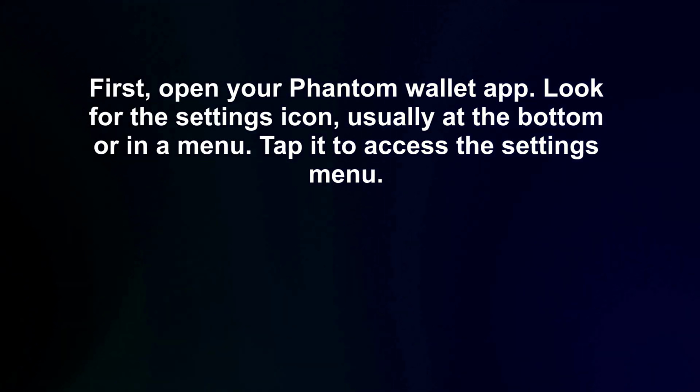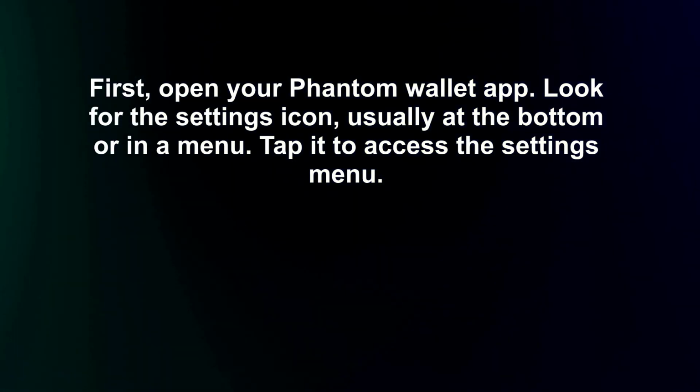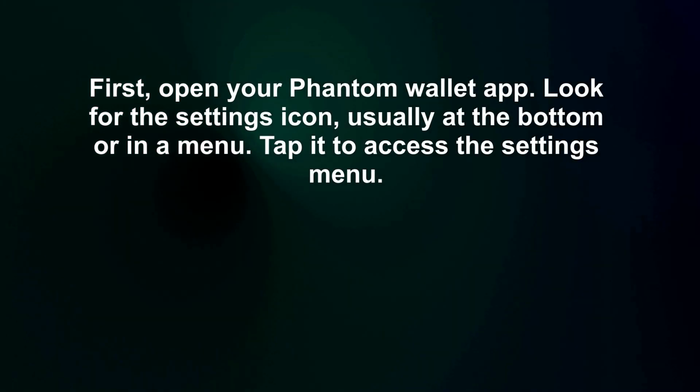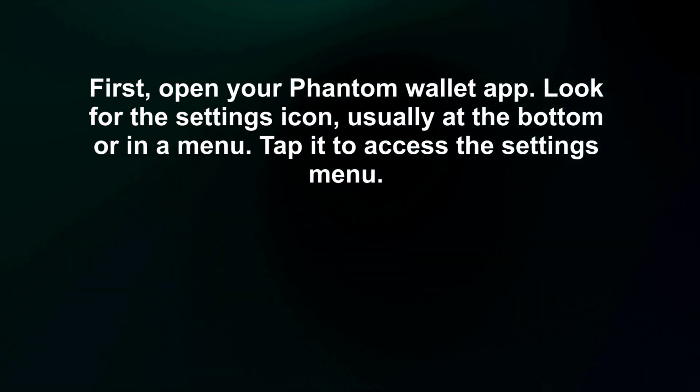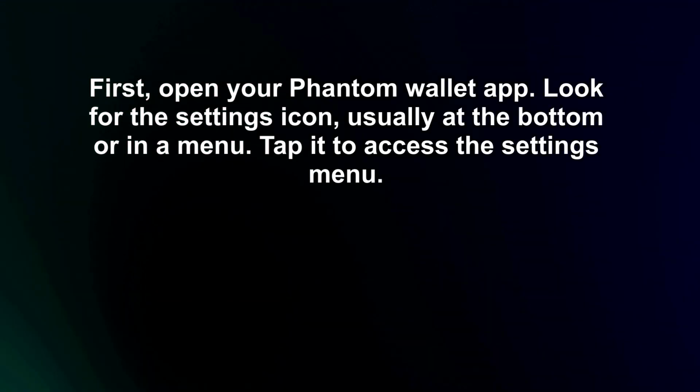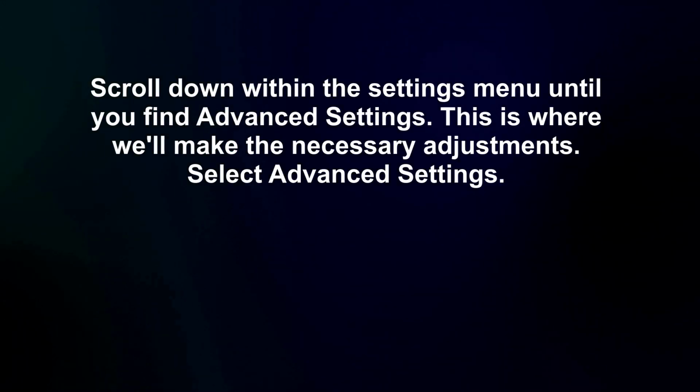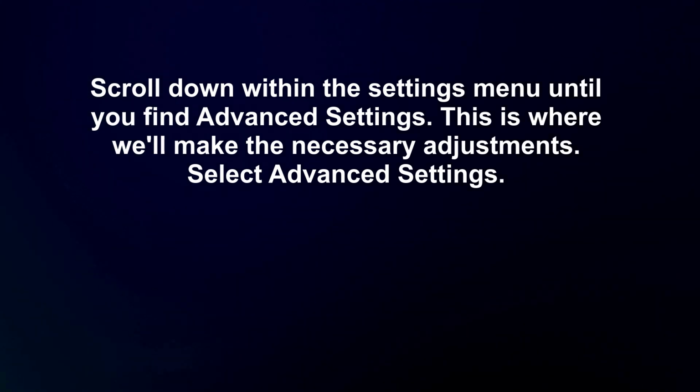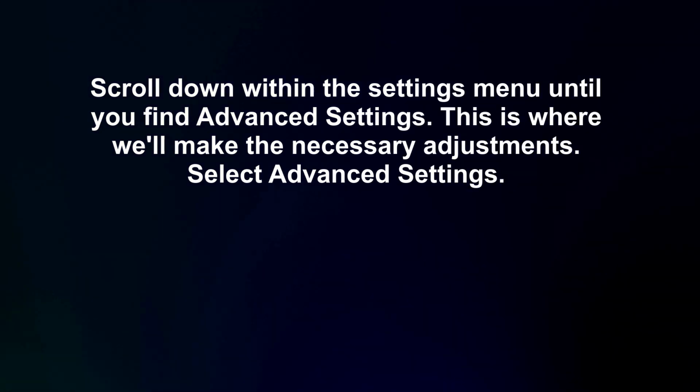First, open your Phantom Wallet app. Look for the settings icon, usually at the bottom or in a menu. Tap it to access the settings menu. Scroll down within the settings menu until you find advanced settings. This is where we'll make the necessary adjustments.